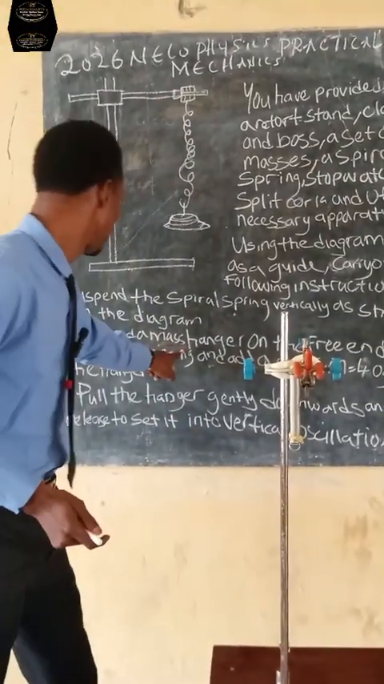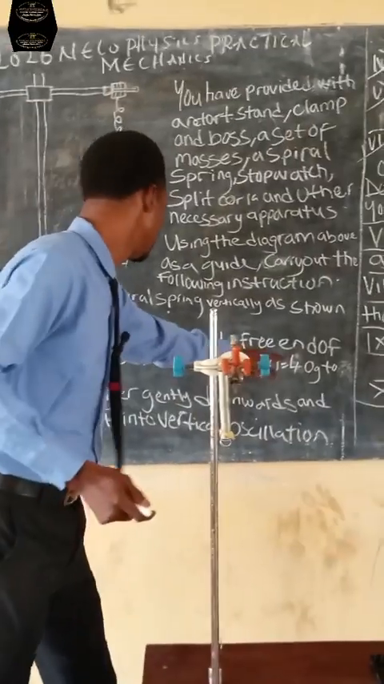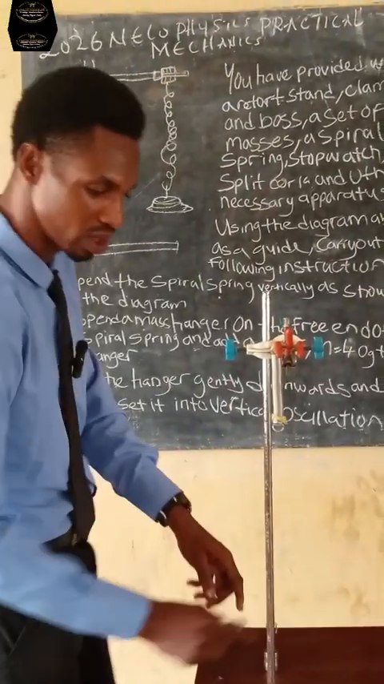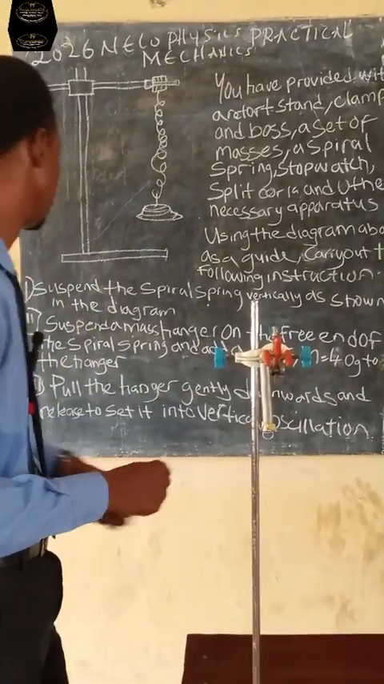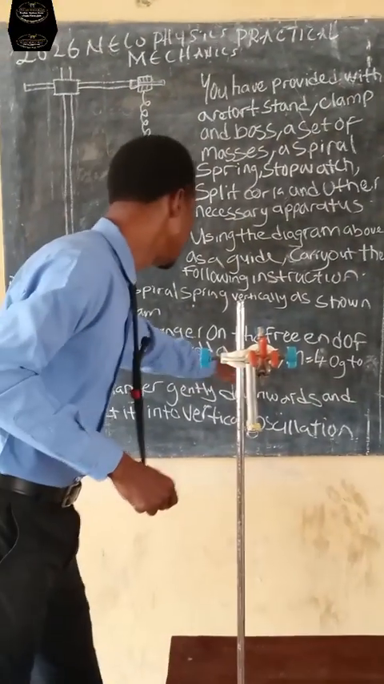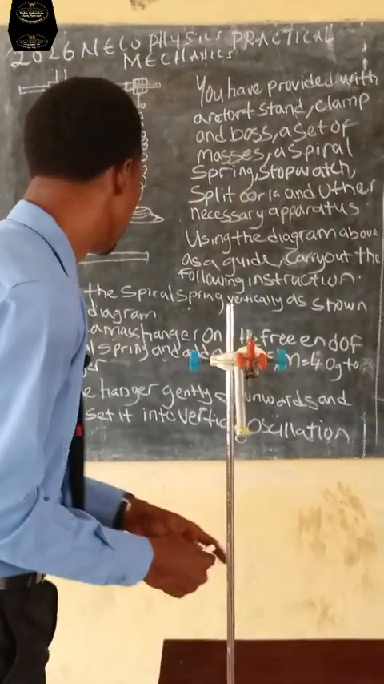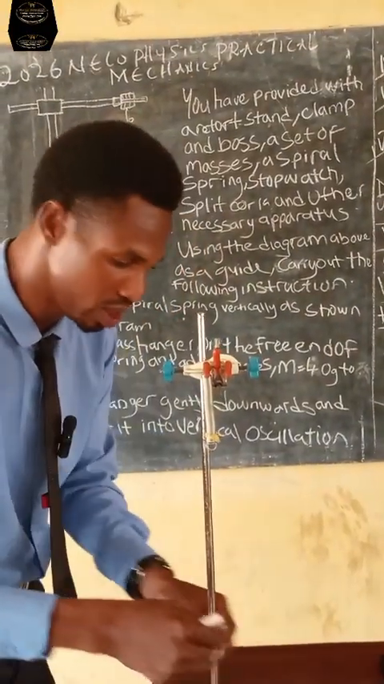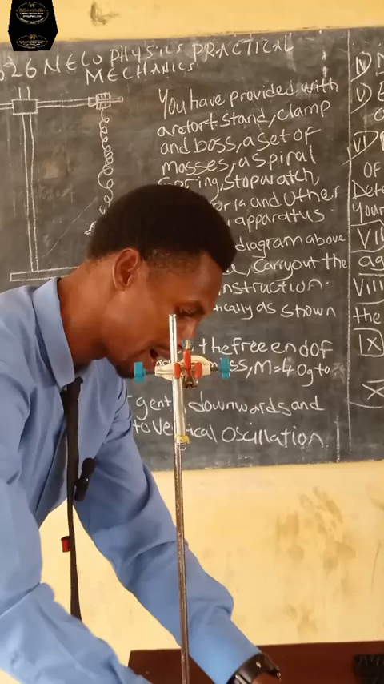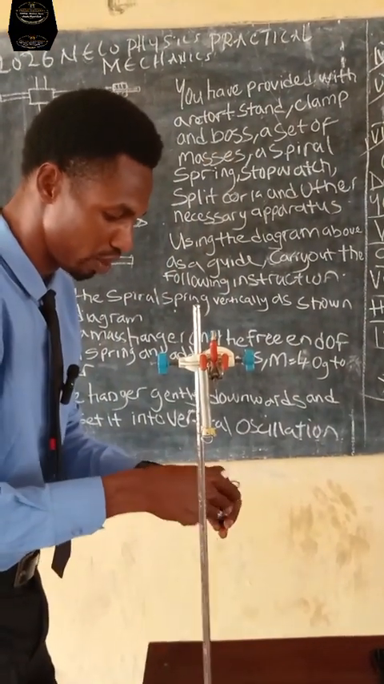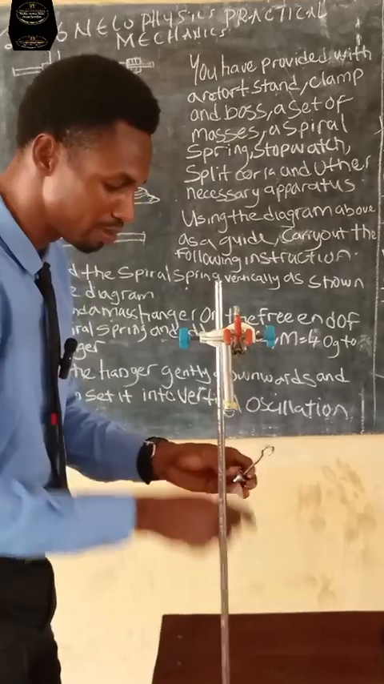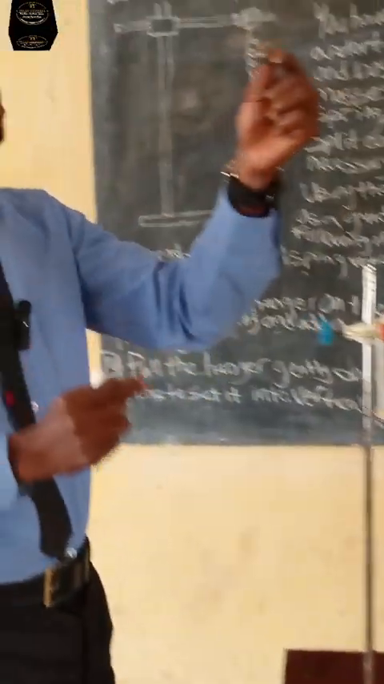Now suspend the mass hanger on the free end of the spiral spring. On this free end of the spiral spring, I'll place my mass hanger. This is my mass hanger, and add a mass. First I'll add a mass of 40 gram. Don't forget that all these masses are 20 gram.